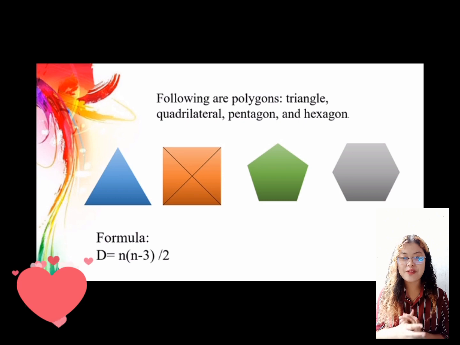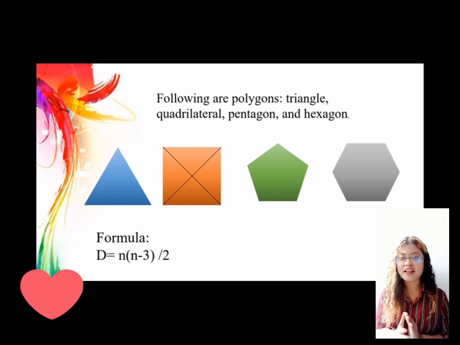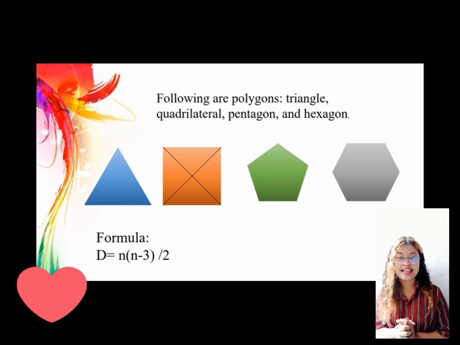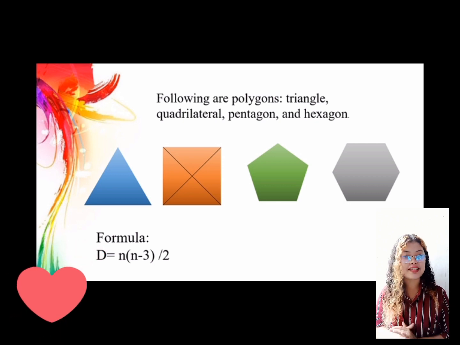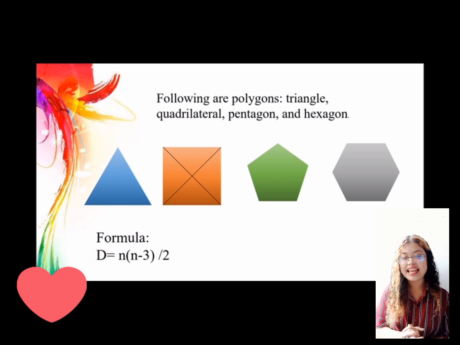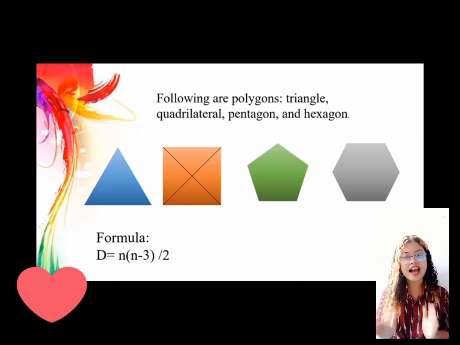The third one, we have the pentagon. As we all know, a pentagon has 5 corners or angles. Do you think there are many diagonal lines in a pentagon since it has 5 corners or angles? Do you have an idea how many diagonals can be found in a pentagon? Now, I'll give you 10 seconds to answer. Your time will start now.